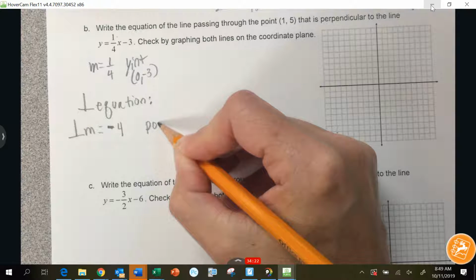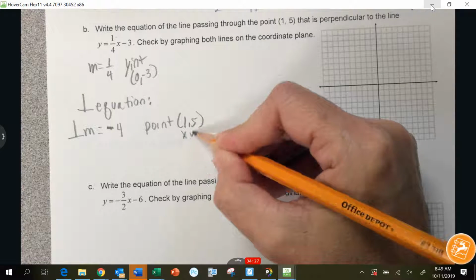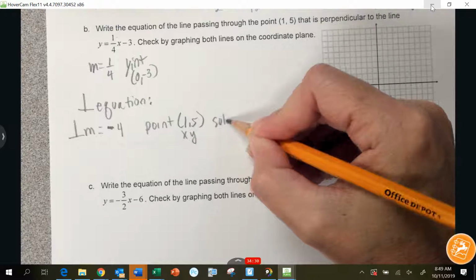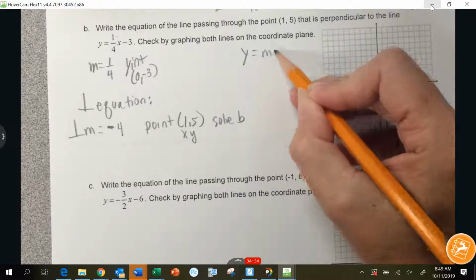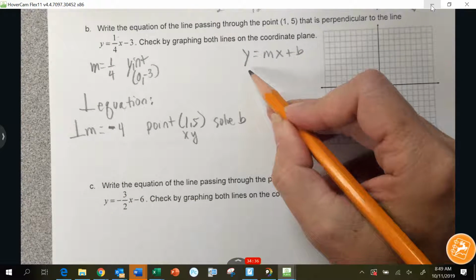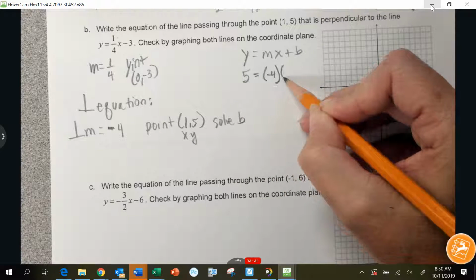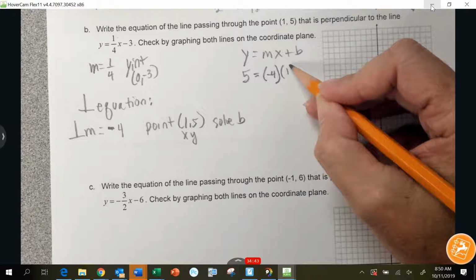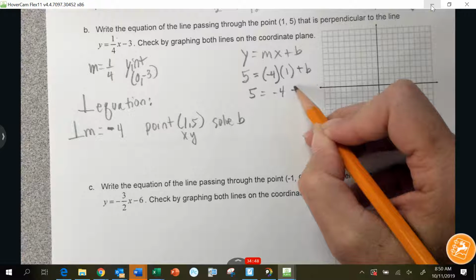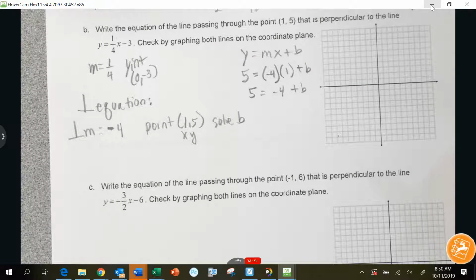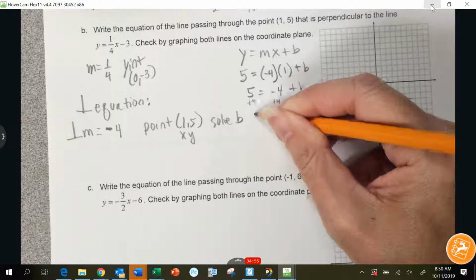Our point, which is our xy, is 1, 5. And we have to solve for b. y equals mx plus b. So we plug in y, 5, m, -4, x, 1, plus b. So I get 5 equals -4 plus b. Add 4, and b is 9.